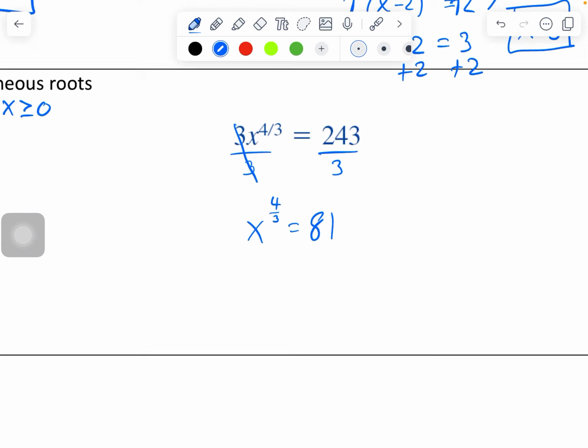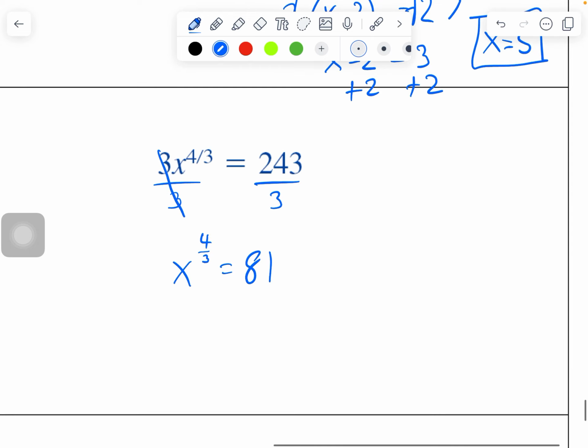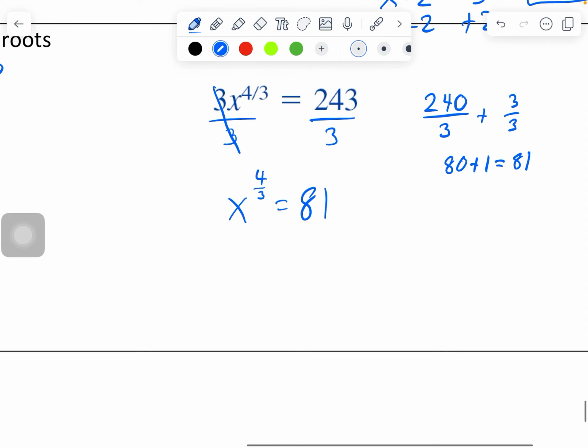And if you're ever struggling with division by hand, remember that you can just start by breaking up the number. You can take 240 divided by 3, and then you can take 3 divided by 3. 240, well, we know that 24 divided by 3 is 8, and since it has an extra 0, that would just be 80 plus 1. So if that helps when you're doing your division process.